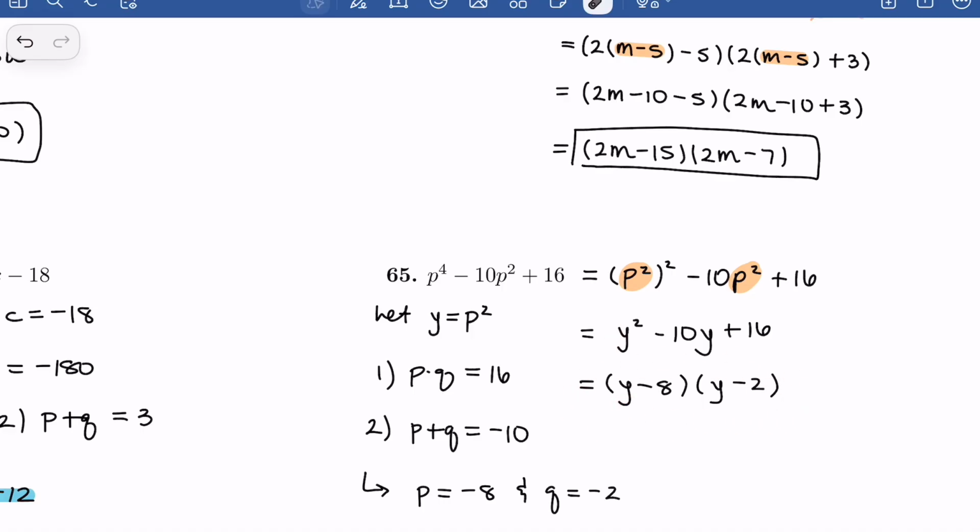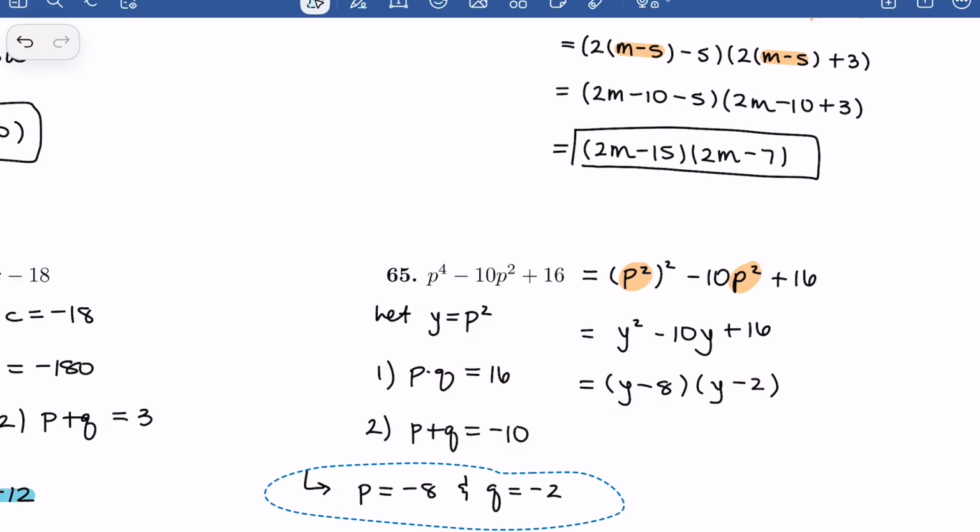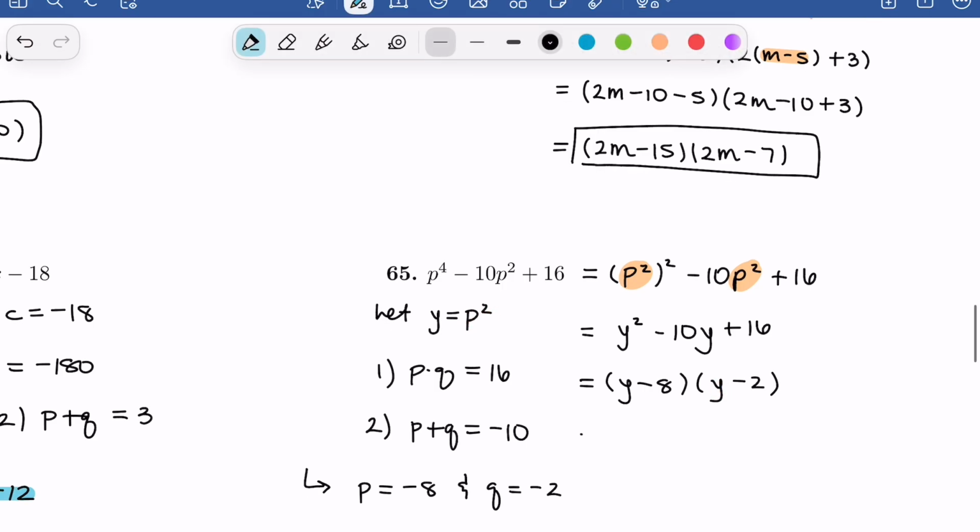But remember, whenever we use substitution, we need to plug our original value back into our factored form. So we have this y here, but remember y is p squared. So our final answer would be p squared minus 8 times p squared minus 2.